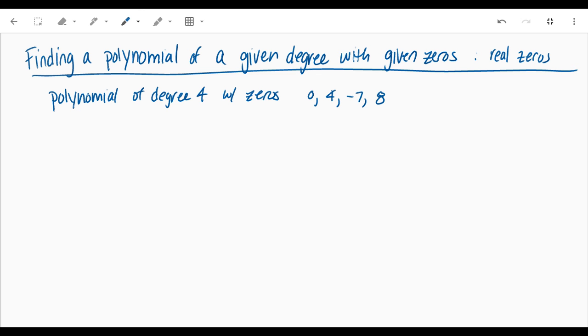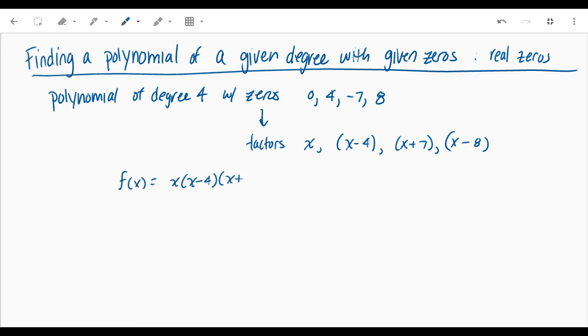Okay, it's just like what we just did. It's just you have two more factors. If those are your zeros, then your factors would be x, x minus 4, x plus 7, and x minus 8. So your answer is just f of x is x times (x minus 4) times (x plus 7) times (x minus 8). Easy peasy, just like that.